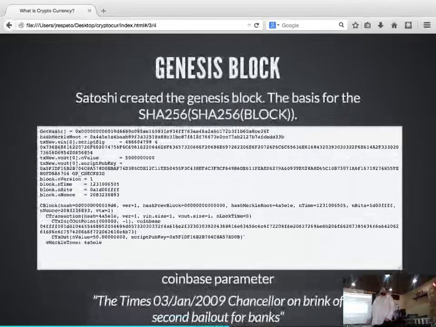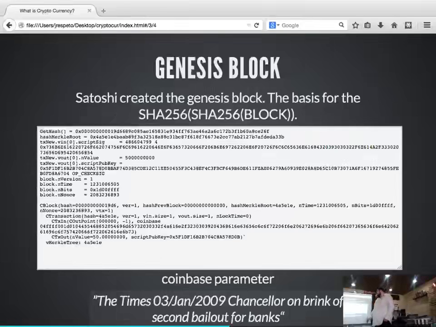This is the Genesis block right here. Satoshi created this Genesis block. This is the basis for the SHA-256 squared. This cannot be spent. This is the original first 50 coins, the first transaction. The system probably won't function if they actually spend this block.